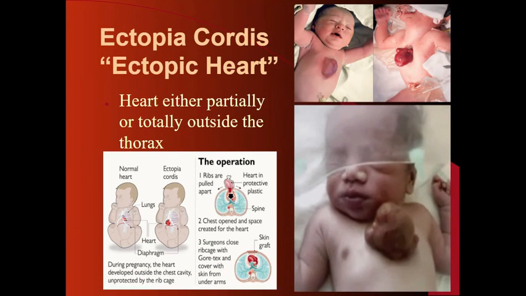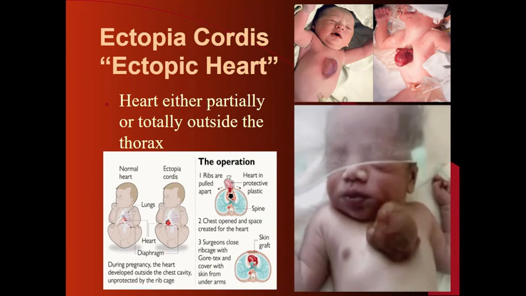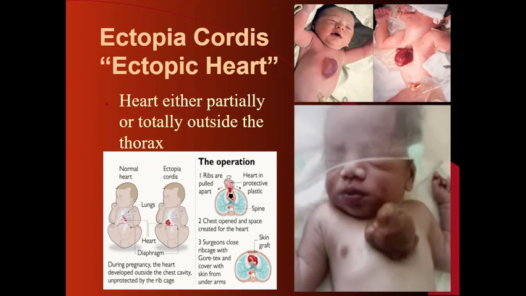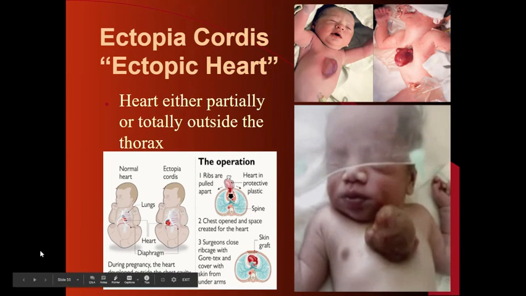One developmental disorder is ectopia cordis, or an ectopic heart. This is when an infant's heart is either partially or totally outside of the thorax. And so this can be very dangerous. And then usually there needs to be some sort of surgery done to then re-enclose the heart into the chest. But it is possible for a baby to be born with the heart on the outside of the body.